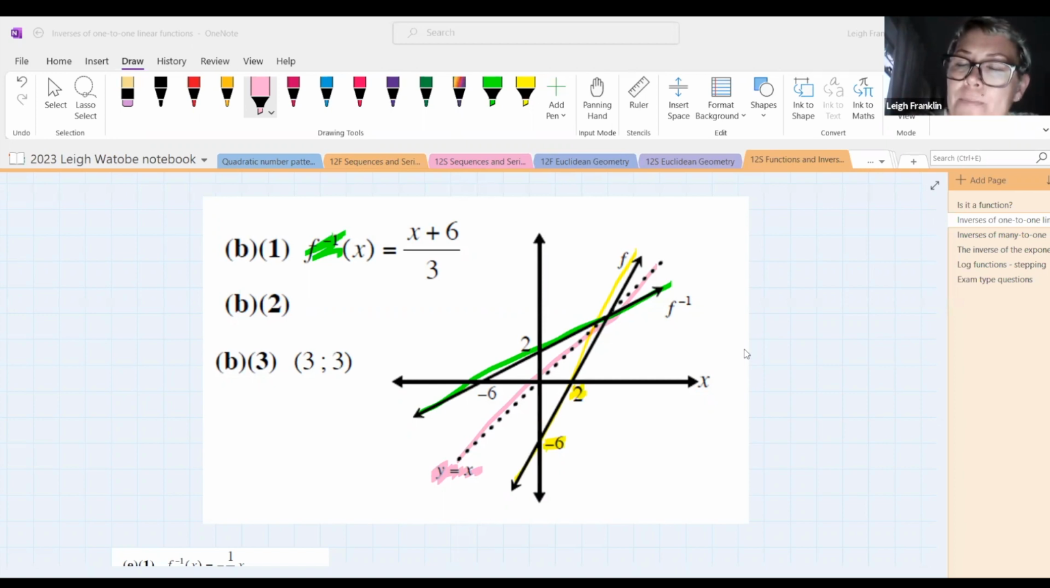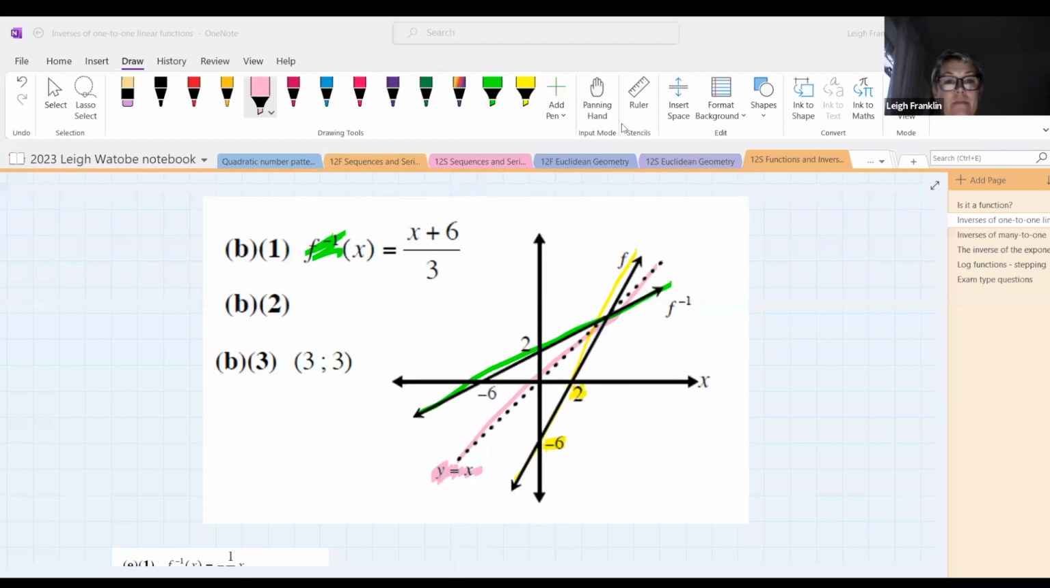So every x coordinate that was originally on the yellow line is now a y coordinate on the green one, and vice versa. Essentially our x's and our y's have swapped around. That's the relationship between these two, and it's exactly the same as reflecting the yellow line over the pink line to get the green one. It means exactly the same thing. Does that answer your question?